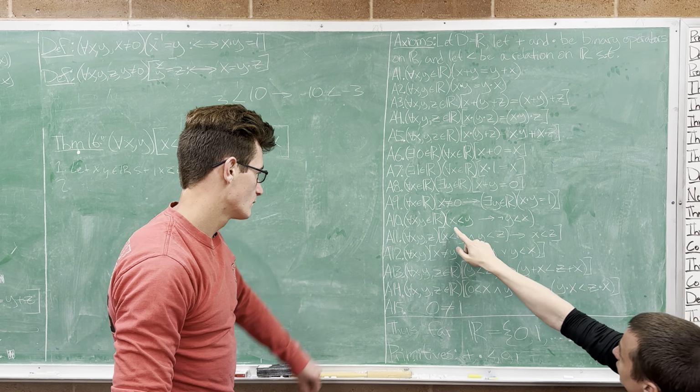That is the one we want to use. And then the last one is, if y is less than z, we can multiply both sides of the inequality by a number greater than 0, and it doesn't change it. Okay.